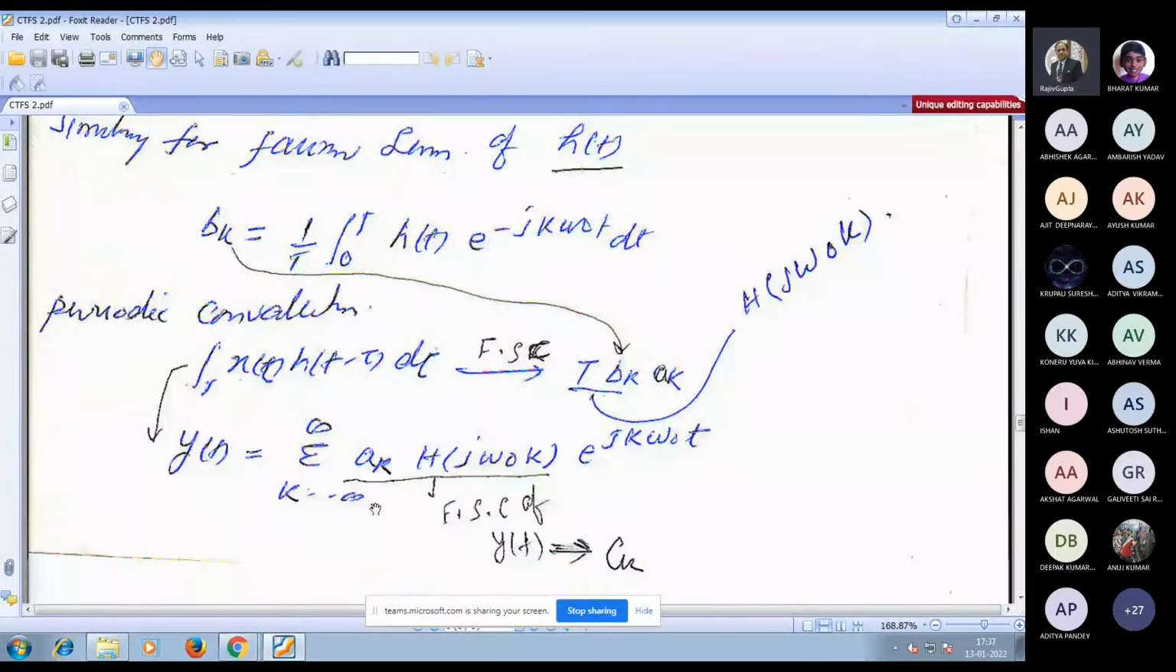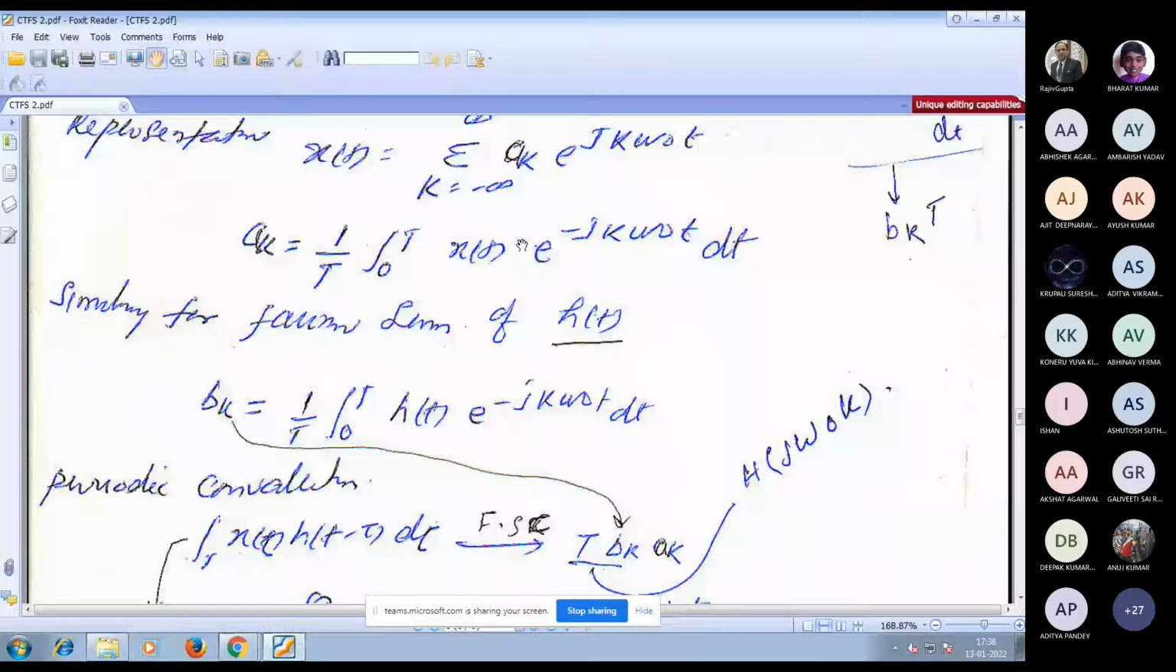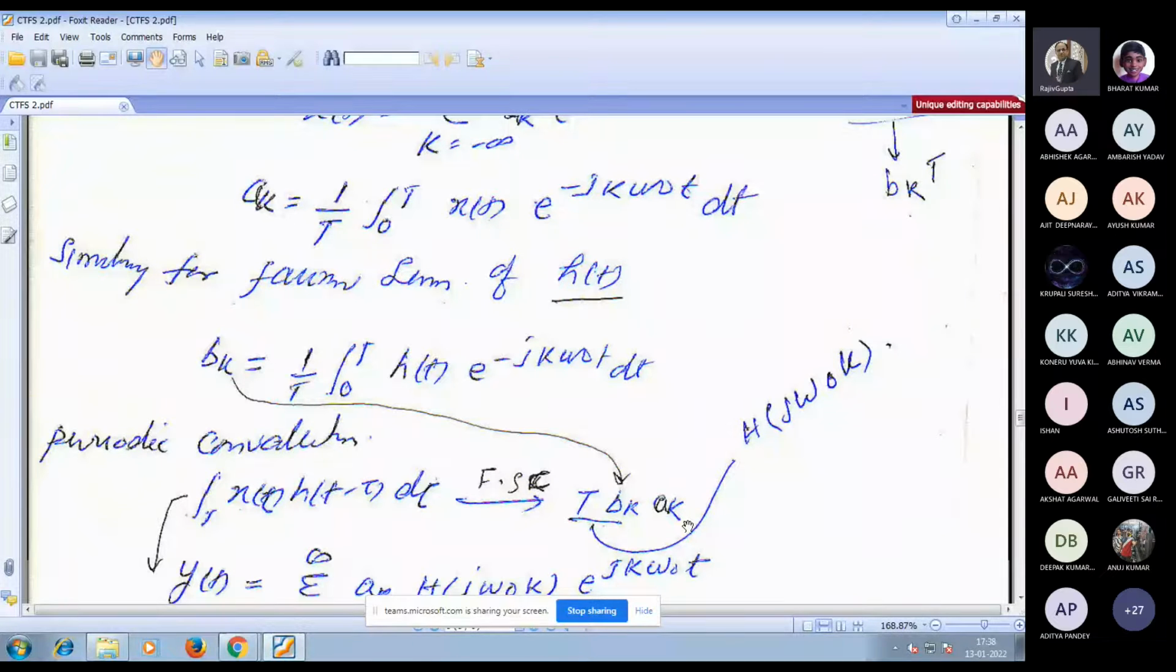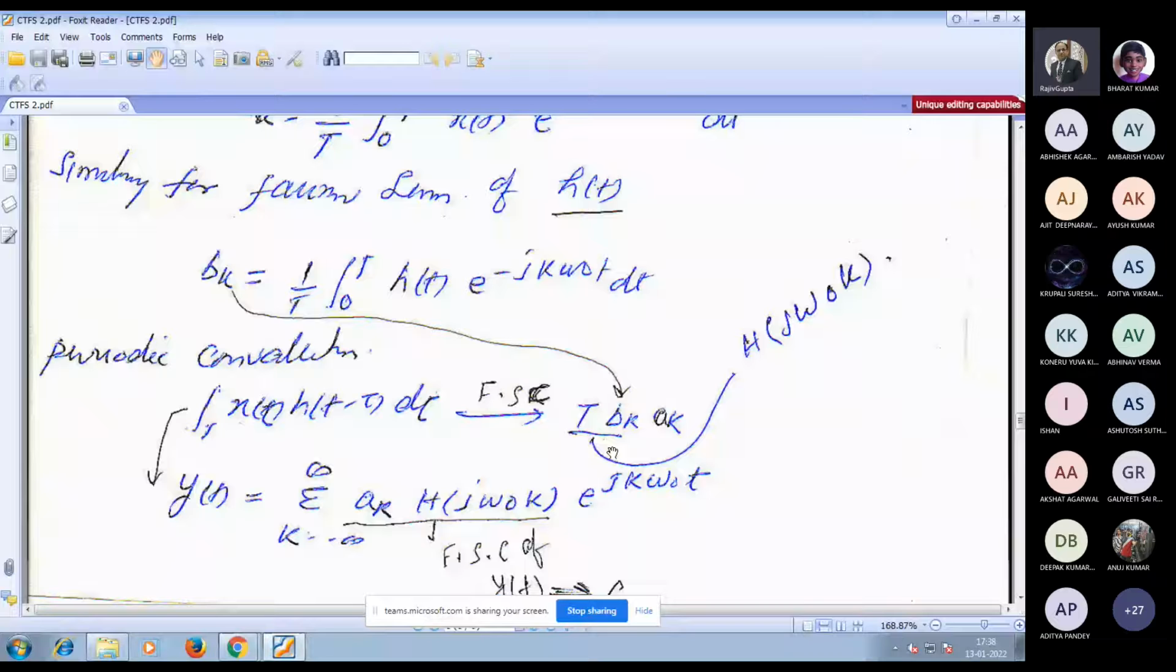So y of t is nothing but the convolution of these, and the convolution of these will give you another Fourier series coefficient which is capital T, ak and bk. Right? So we have the value of ak and bk. And if you put the value of bk and ak over here, the entire term T ak bk is nothing but ck. Right, sir. So if you put all these terms for bk and ak, you will get this entire term.